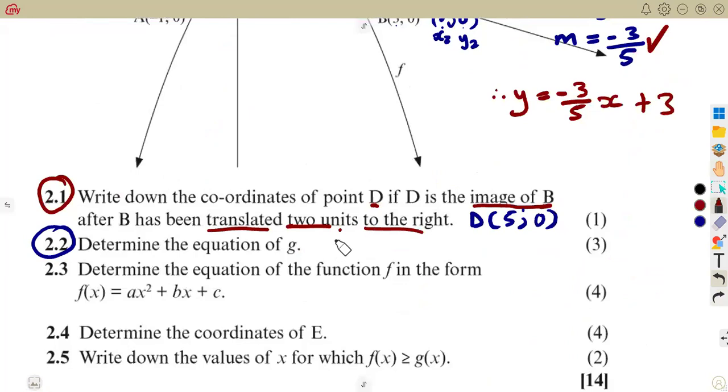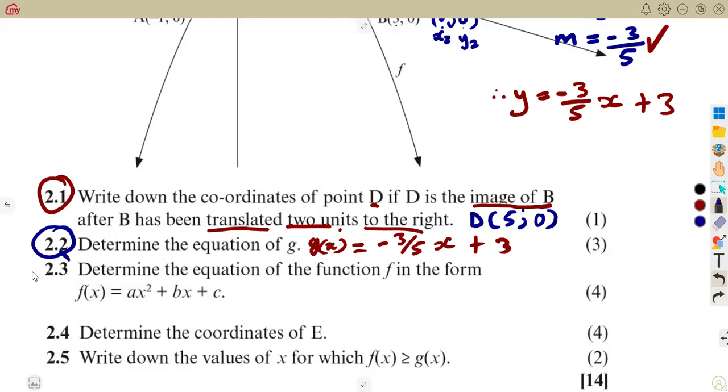All right, so that's the equation of our g. So therefore, our g of x is going to be given as minus 3 over 5x plus 3. All right, so that is what we are going to have at the end.